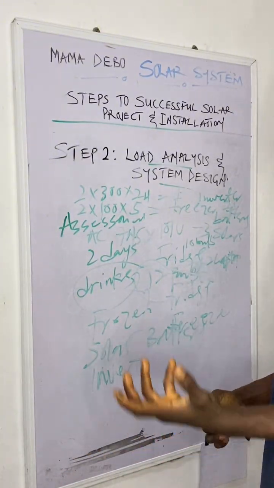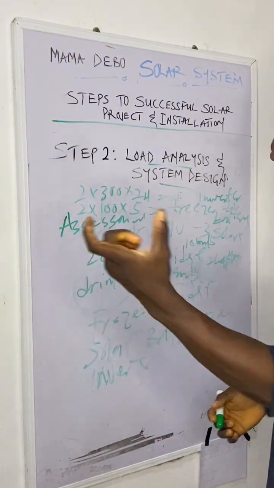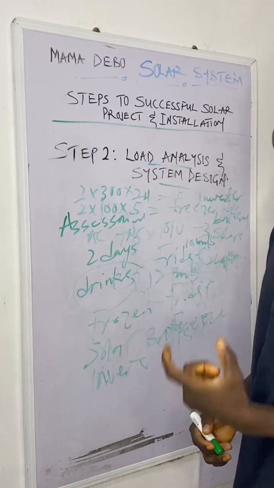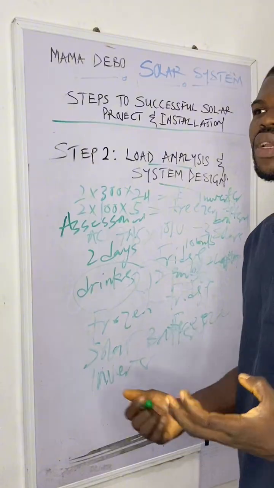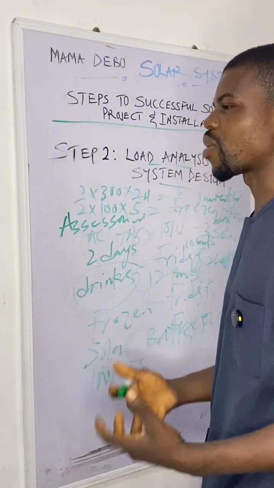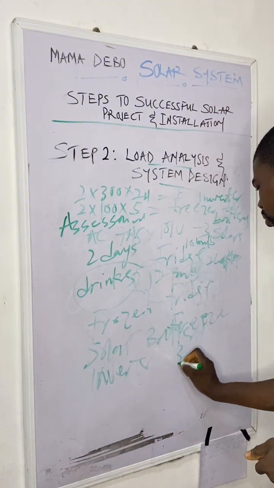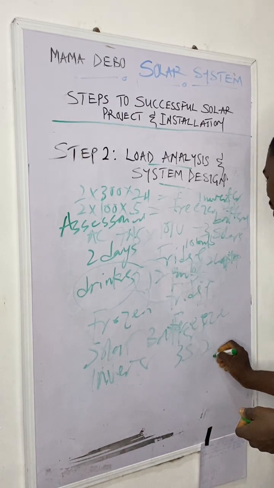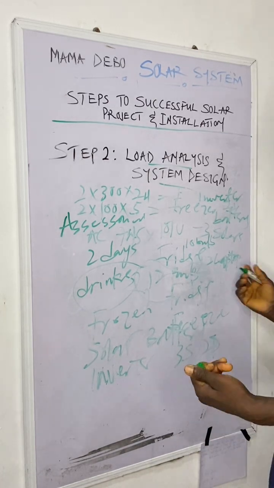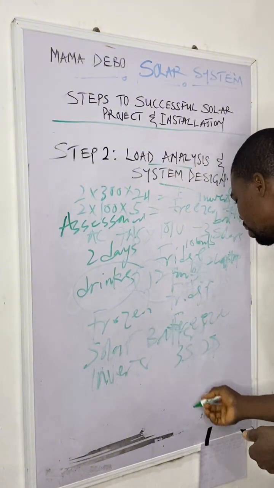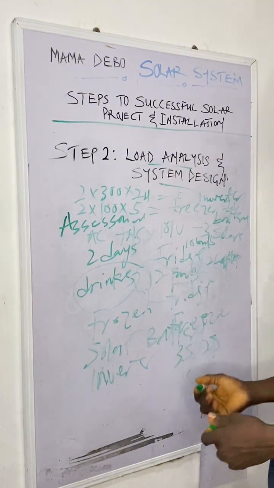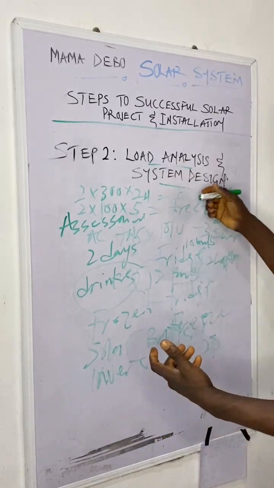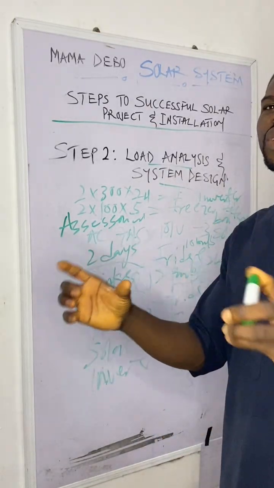So once you know the size of charge controller you want to use from your load analysis, your system design will now tell you how to connect them. Are you connecting them in 3 by 3 series? Are you connecting them in 2 series, then you parallel the remaining? Are you connecting them in 1 series, then you parallel the remaining, then you parallel the strings? So it is this system design that will show you the bigger picture.